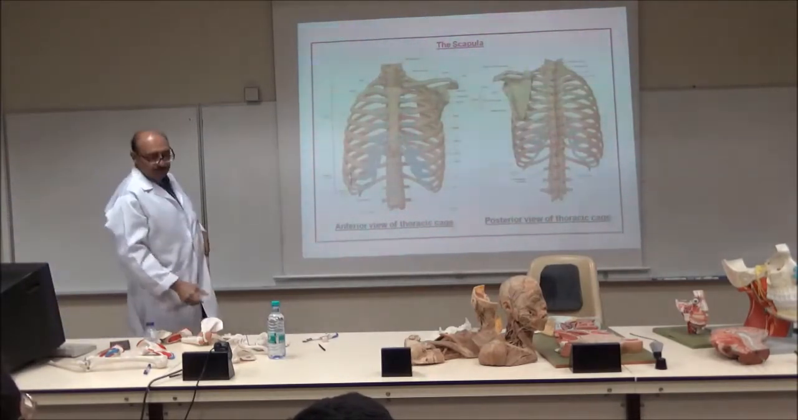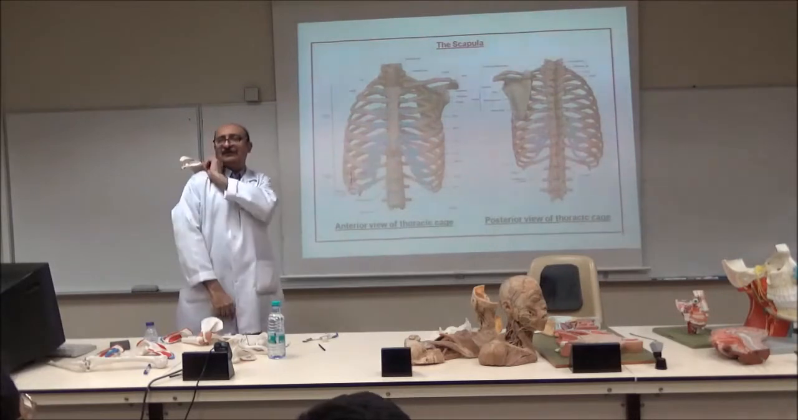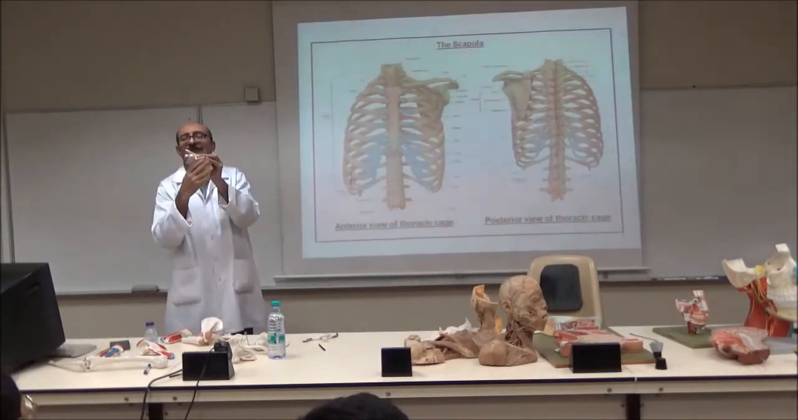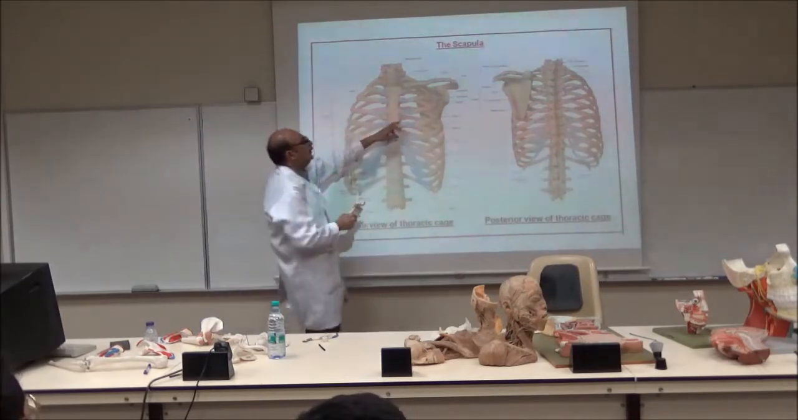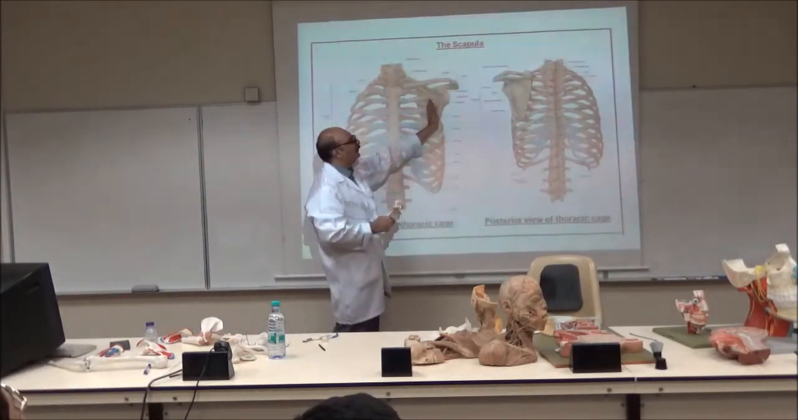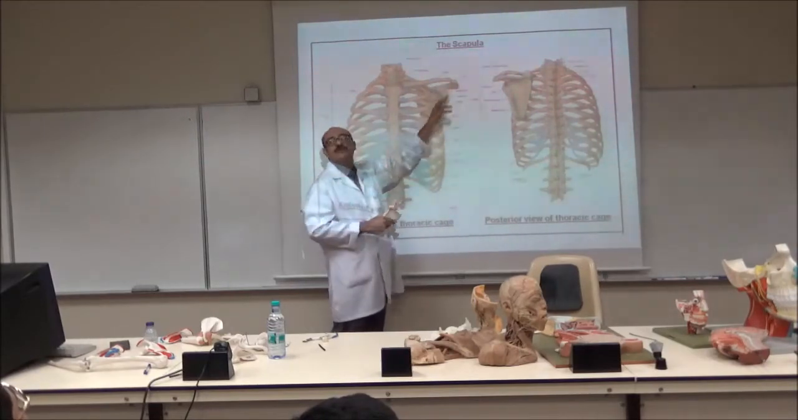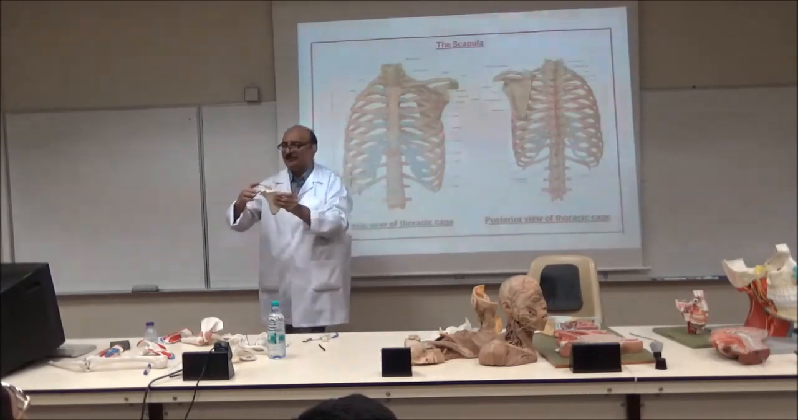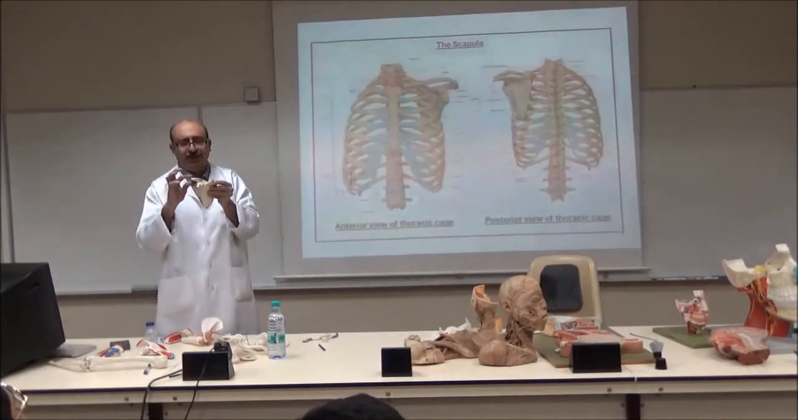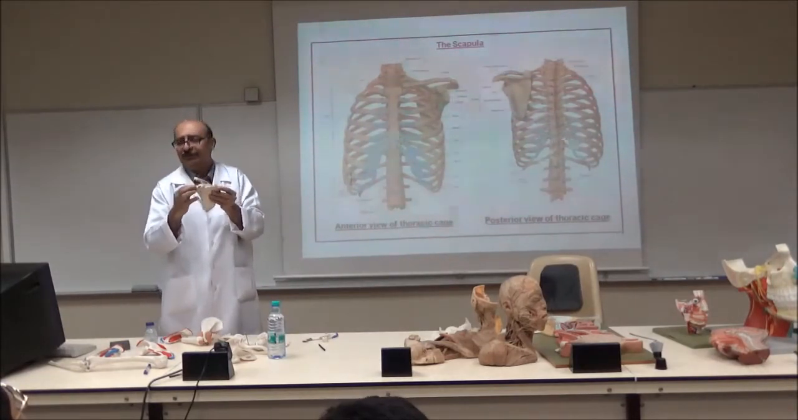The front view is like this. If the thoracic cage is present, you are not able to see the whole surface. You are only able to see the glenoid cavity and the two processes, this and this: the acromion process and the coracoid process.